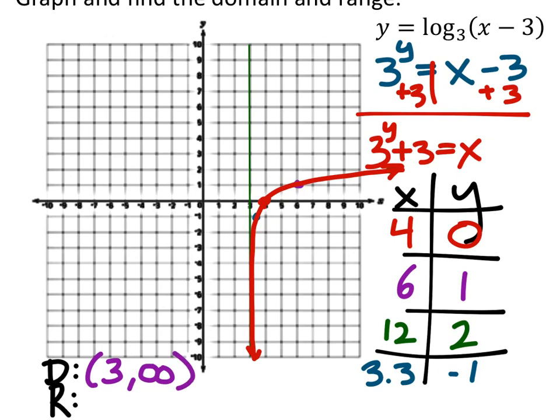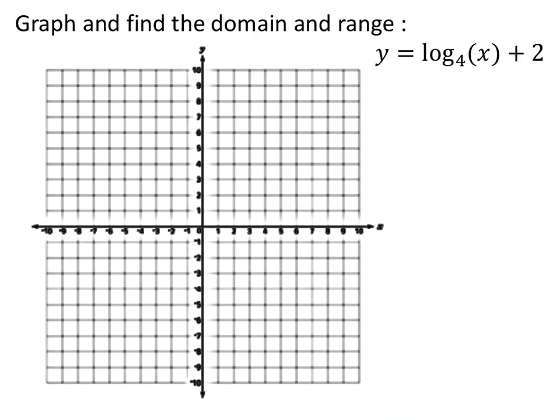What about the range? How far down does this thing go? Yeah, negative infinity. How far up? Not very fast, but it is going to go all the way to infinity, both of which are not included. So there's our domain and range as well. All right, we'll graph this one and find the domain and range for this one as well.